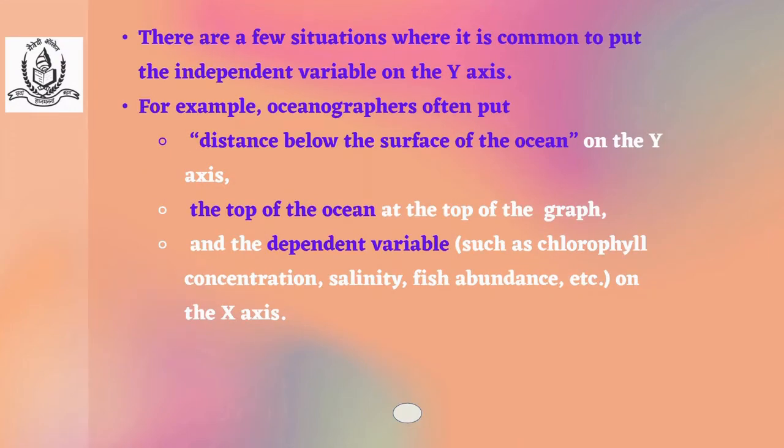There are situations where it is common to put the independent variable on the y-axis as well. Such an example is one where oceanographers measure the distance below the surface of the ocean on the y-axis. The top of the ocean is represented at the top of the graph. The independent variables like salinity, fish abundance, chlorophyll concentration, etc. are represented on the x-axis.